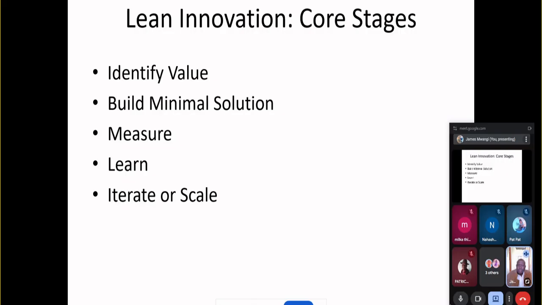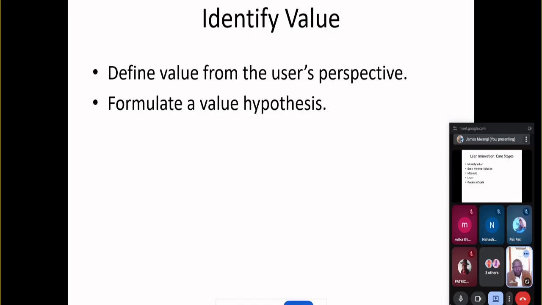So look back at lean innovation. It has three stages. You identify value, the cost and everything, the time that you want. You identify what's the value that you want to work on. Then you build a minimal solution. Then you measure, you learn, you iterate, or scale.